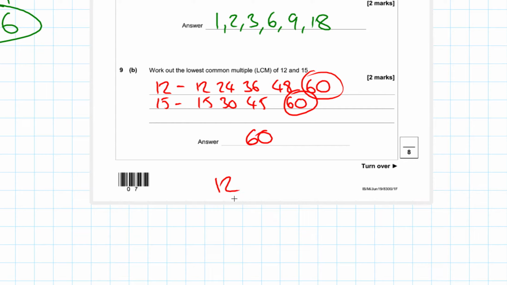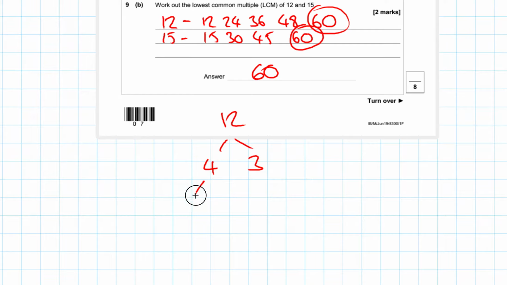So for example, if you had the lowest common multiple of 12 and 15 or something, where it's not easy to work out from the times tables, you can do 12, which is 4 times 3, and then 4, which is 2 times 2. So this is the factor tree. So 12 is equal to 2 times 2 times 3.